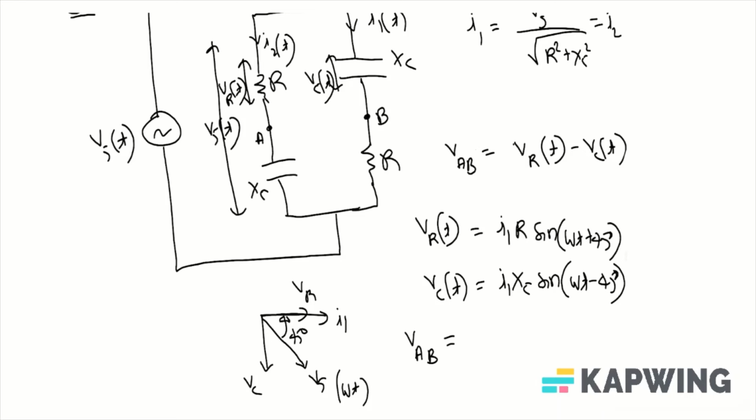So now for VAB instantaneous, if we want to find the RMS value, then we need to subtract using phasor diagrams, and you can see that the phase difference between these two is 90 degrees. So if we add them using the phasor diagram, what we will get is under root (I1 R) square plus (I1 Xc) square, and the value of I1 is Vs upon under root R square plus Xc square, into under root R square plus Xc square. This will get cancelled, so VAB will be Vs, which is 200 volts. So this is the answer. Thank you.